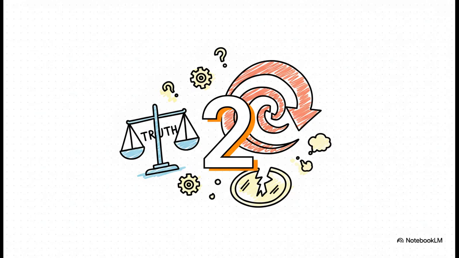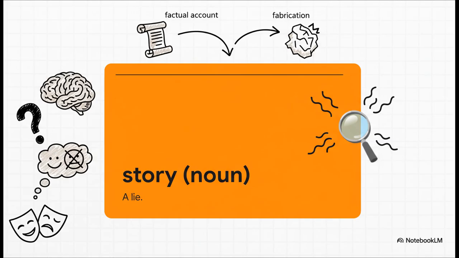Because get this, the second definition takes that idea of truth and just flips it completely on its head. Yep, you heard that right. The exact same word, story, can also just mean a lie, a fabrication. Just think about that for a second. The same combination of sounds can signal both a factual account and a complete untruth.